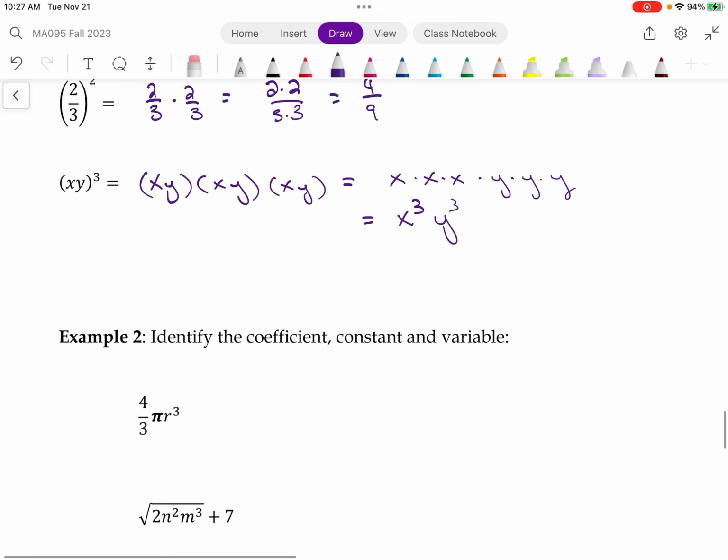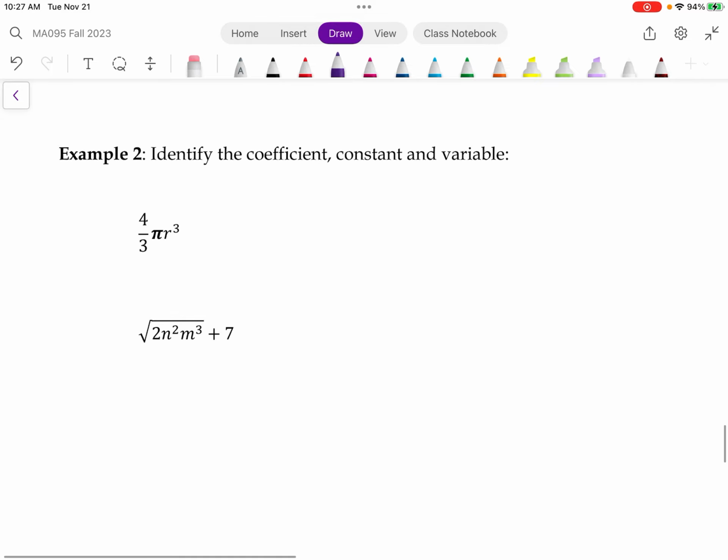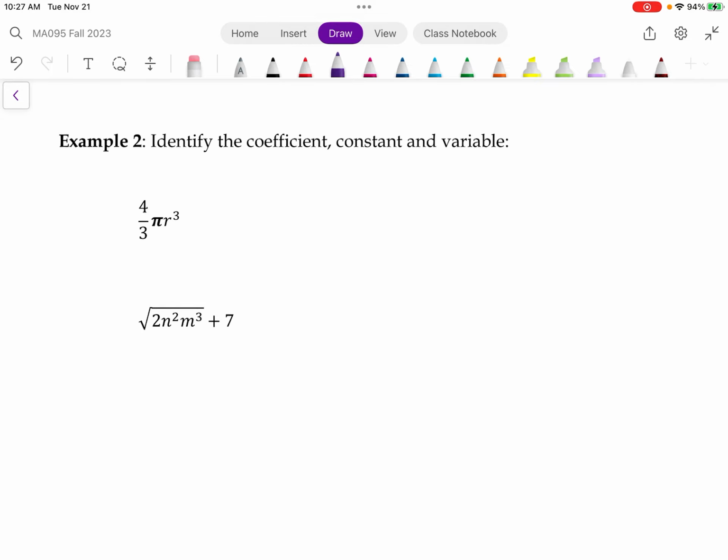All right, in these we want to identify the coefficient, the constant, and the variable. So take a moment, pause the video, and try to answer this question. The best way to learn is to get it wrong and figure out why you got it wrong. All right, so what is the coefficient? The coefficient is going to be the 4/3 pi.